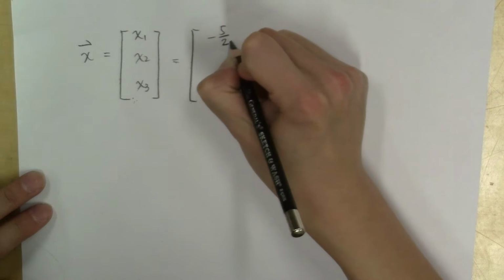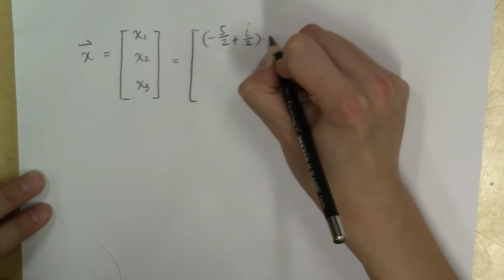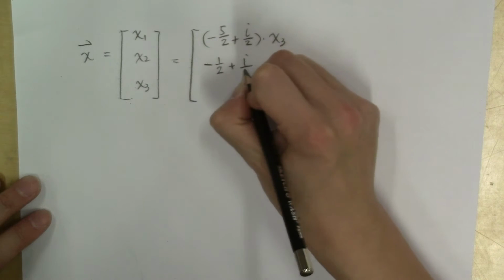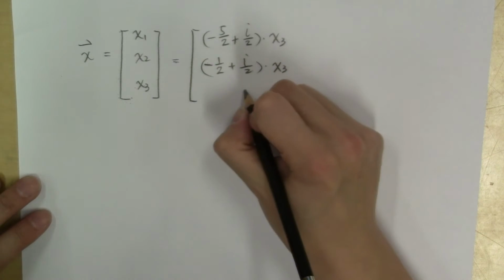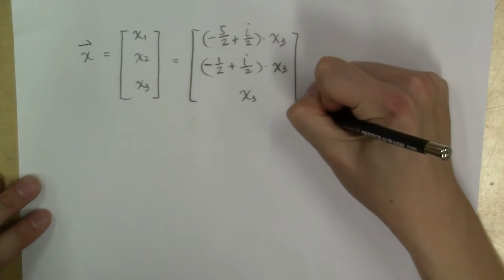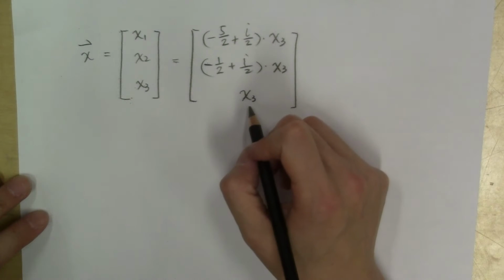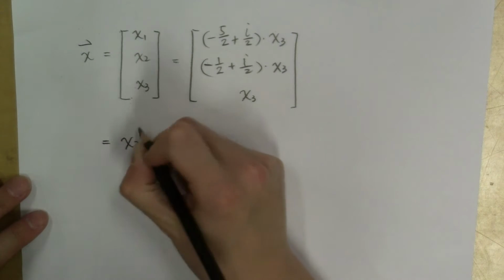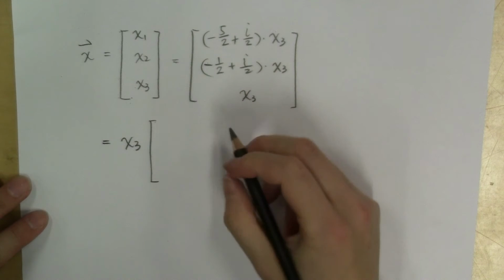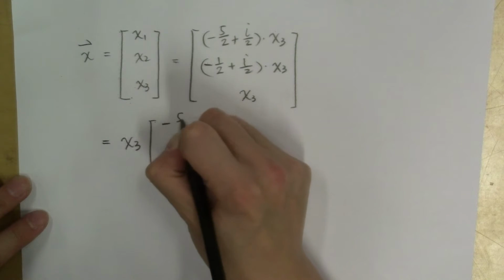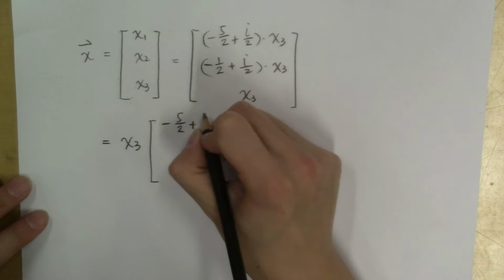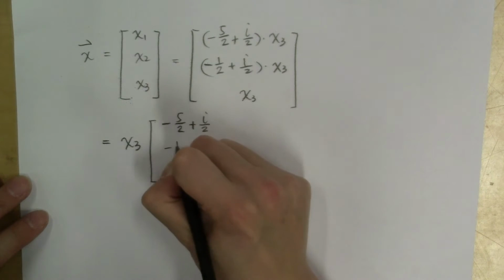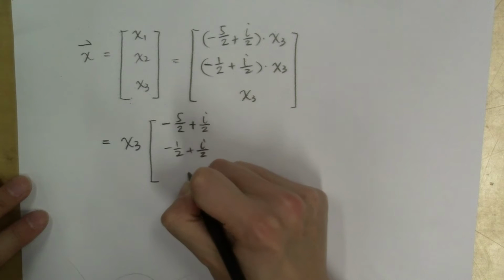Negative 5 halves plus i over 2 times x sub 3. x sub 2 is this scalar times x sub 3. So negative 1 half plus half of i times x sub 3. And x sub 3 is an independent variable that can take any value except 0 because we're looking for non-zero solutions. So factoring out this independent variable x sub 3, we have all the solutions can be written as a scalar multiple of this vector, negative 5 halves plus half of i, negative 1 half plus half of i, 1.